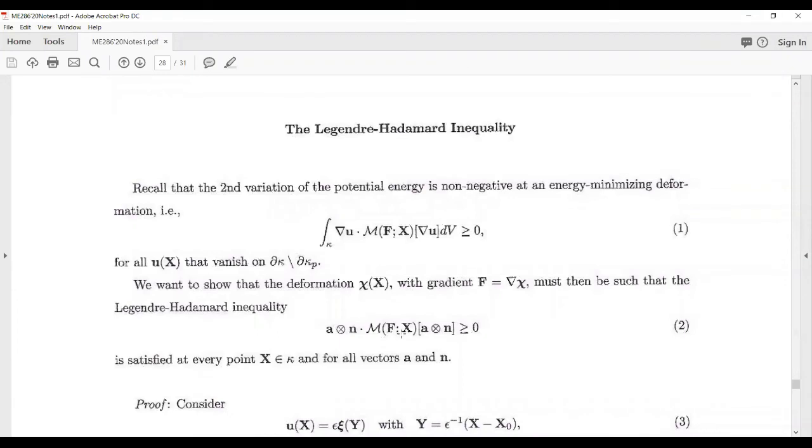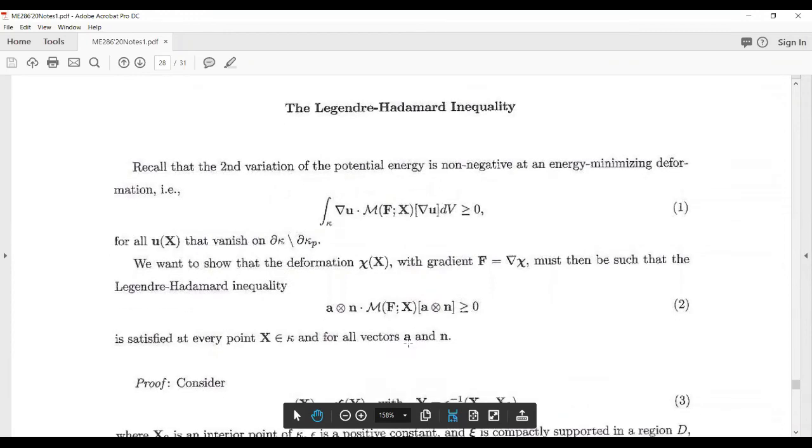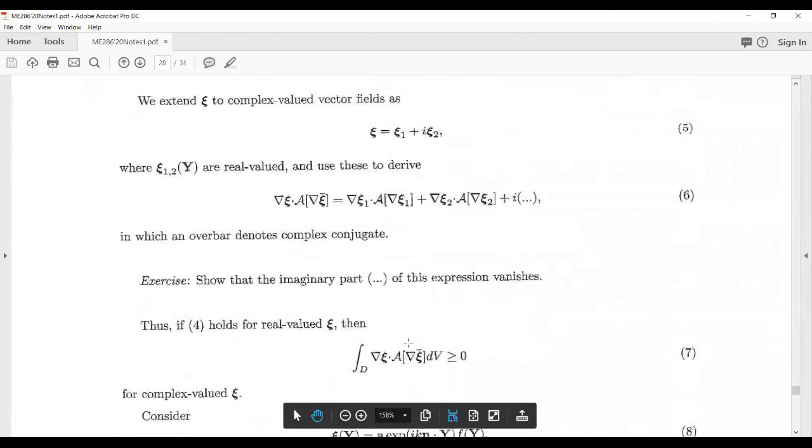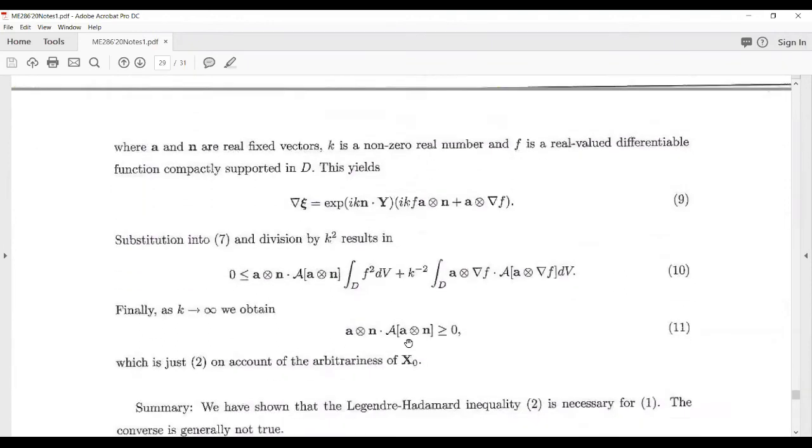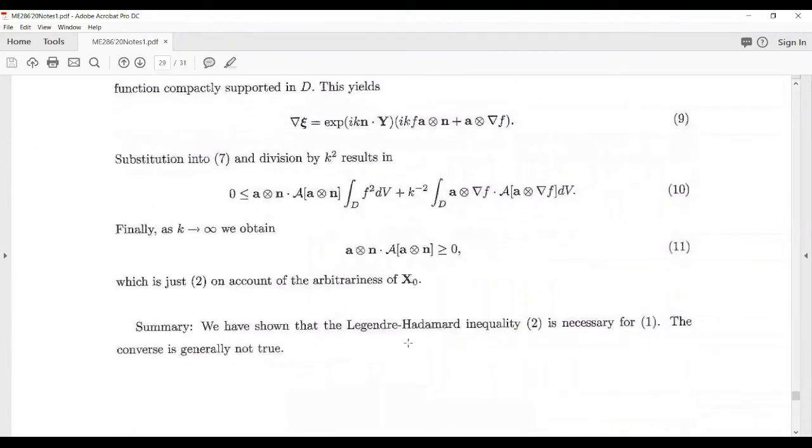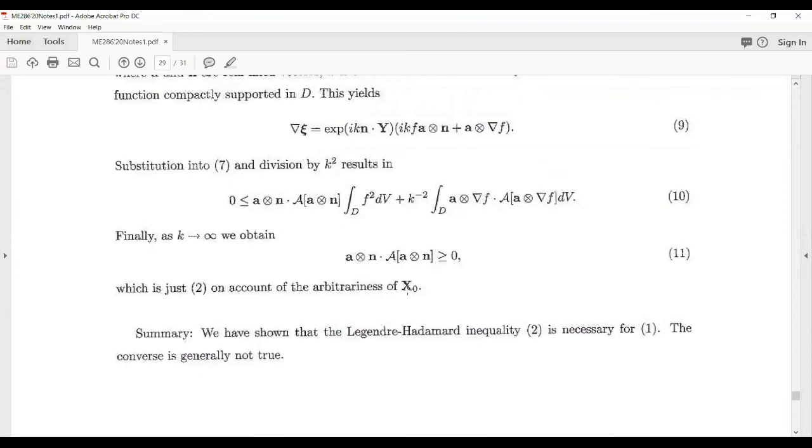That's this inequality, because the point x naught was arbitrary in the domain, the interior of the body. So that would be true for any point in the interior of the body, because that point was arbitrary. Okay, so we've shown that this so-called Legendre-Hadamard inequality is a necessary condition for the second variation to be non-negative, and hence a necessary condition for our configuration chi of x to be stable or energy minimizing. And that puts a restriction on the strain energy.